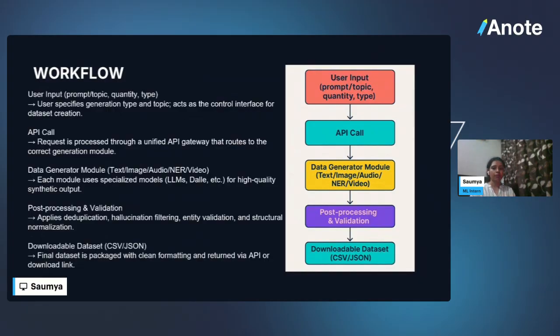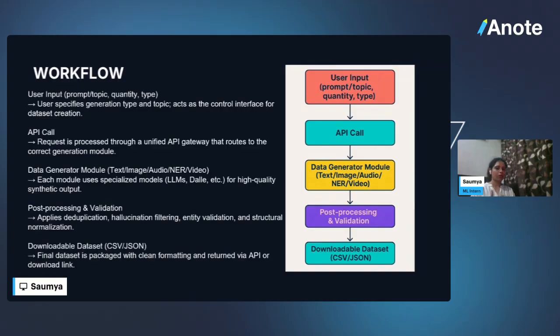Then I call the API. We have used Flask API gateway here in this project. Then the API goes to the specific data generator module that we have. So depending on the type that you input, like if you input the type as image or video, it would specifically go and call that particular module.